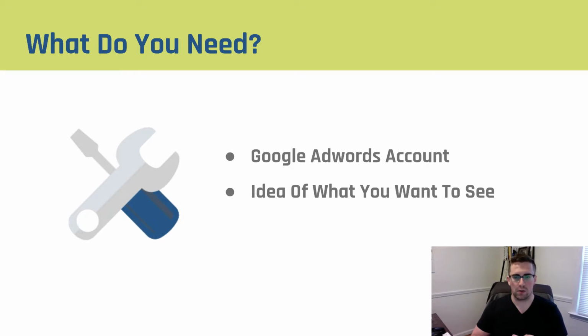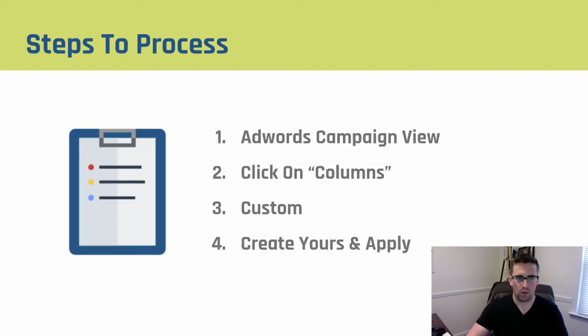What do you need in order to be able to do this? Well, you need your Google AdWords account and an idea of what it is that you want to see. So I'll show you the list of the performance and conversion metrics that you can play with. You may come up with something I've never thought of. I typically stick to the standard conversion and CPA stuff, but you may come up with something awesome. So steps of the process. Go into your campaign view, click on columns. You're going to create a custom column, create yours, apply it, and I usually save mine so that way I can go back and look at it every single time. So let's head over to AdWords. I'll show you how to do it.